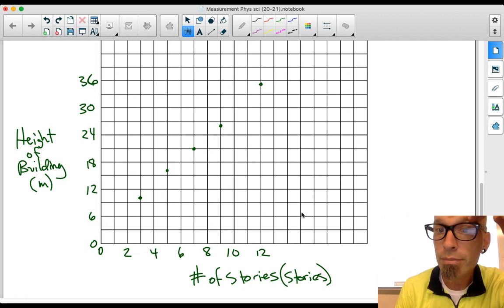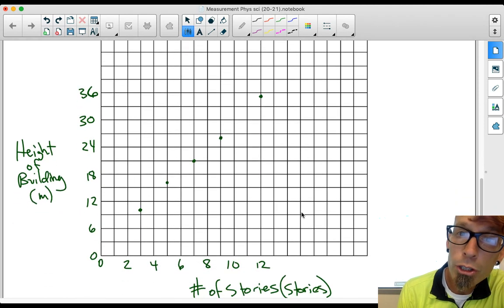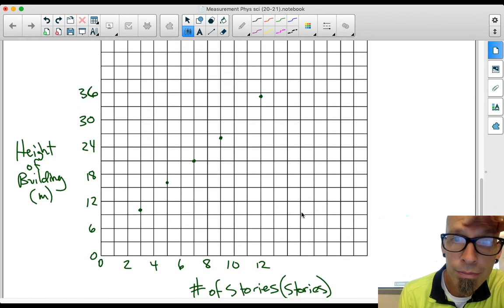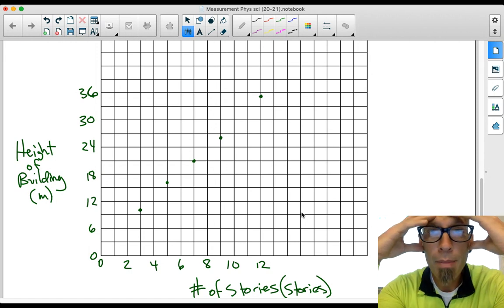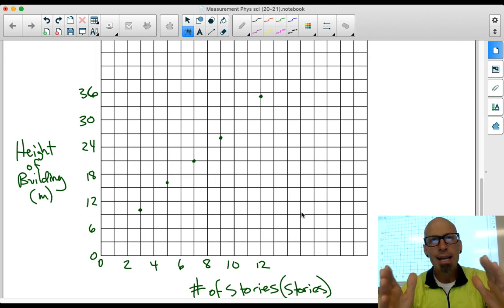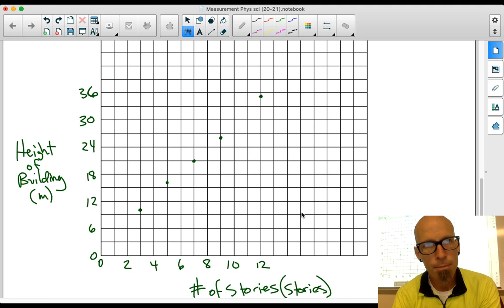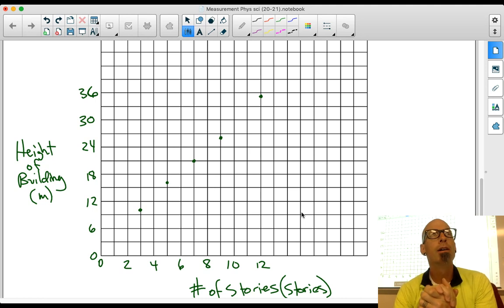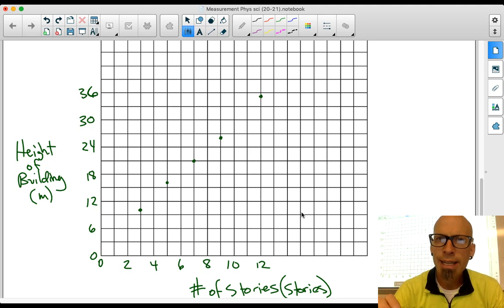Okay. Now, here's what we do with that. We do not connect the dots. Okay. We draw what's called a line of best fit. It's a line that follows the data. Right? It follows the data in a way that you could almost erase all your data points, and the line now represents your data.